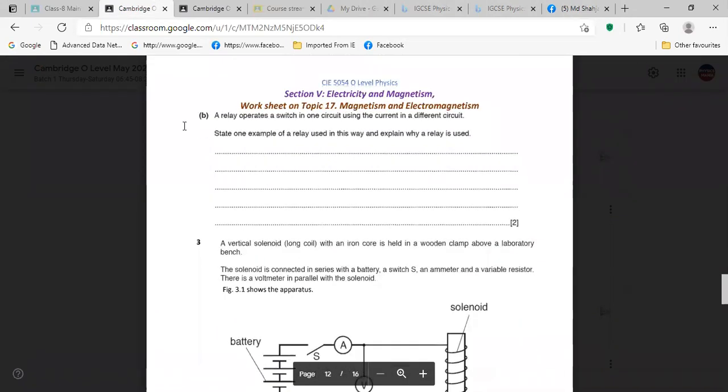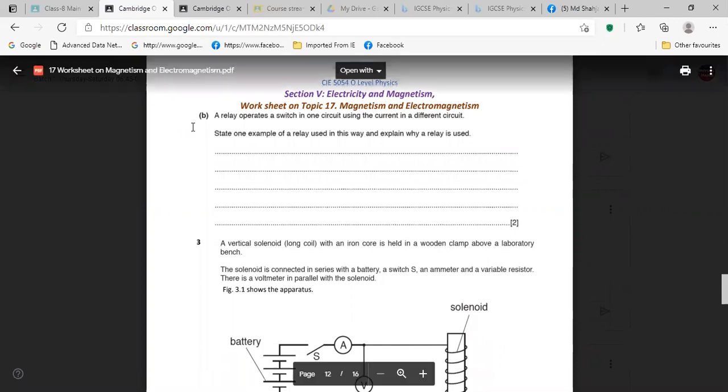Maimuna, you read? So number 3, no, B. B is left. Two a B: a relay operates a switch in one circuit using the current in a different circuit. State one example of a relay used in this way and explain why a relay is used.